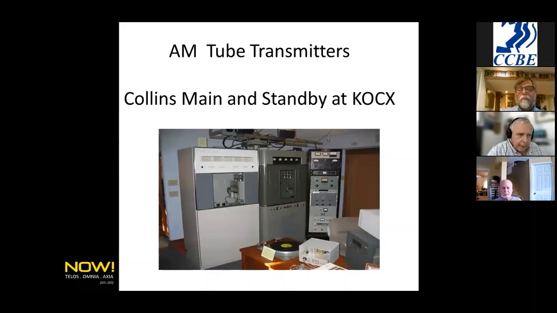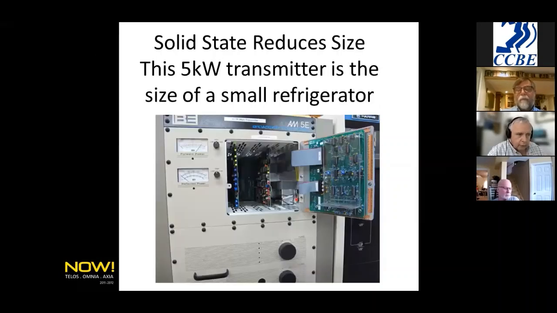Here's a picture of some AM tube transmitters. These are over at KOCX, a couple of 1 kilowatt Collins transmitters, a main and a standby that use tubes. Still on the air. However, if we go to the next slide, we can see that solid state definitely reduces the size of the transmitter. This is a 5 kilowatt Broadcast Electronics transmitter that is the size of a small refrigerator.